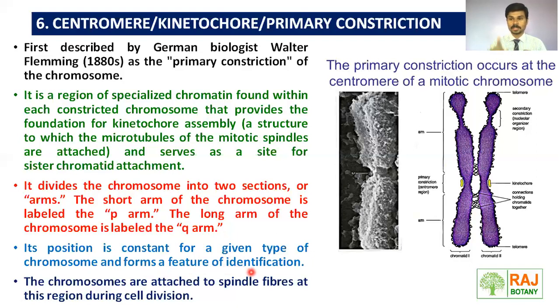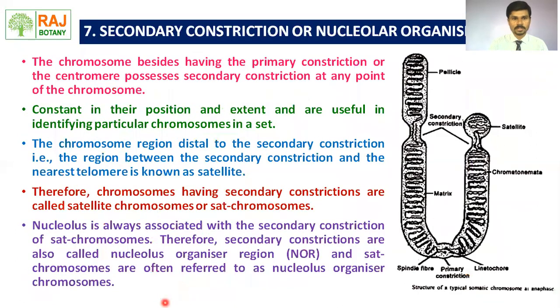If the centromere is present at a particular position on the chromosome, it serves as an identification mark. The chromosomes are attached to the spindle fibers at this region during cell division. Yes, during cell division, or the mitosis phase, spindle fibers are attached at the centromere region, and they are responsible for the movement of the chromosomes.